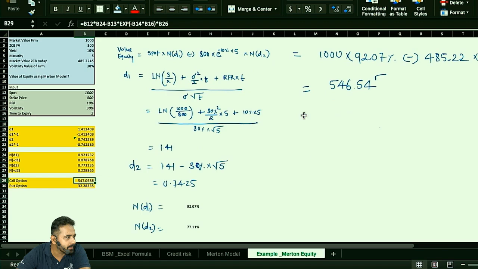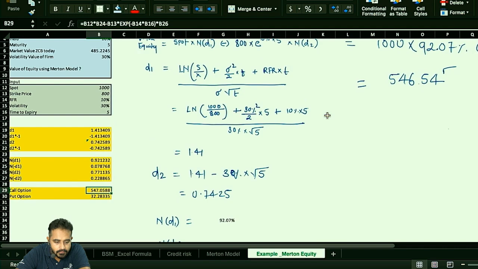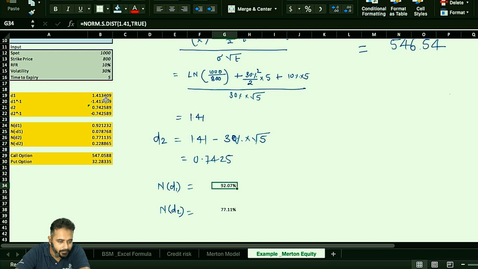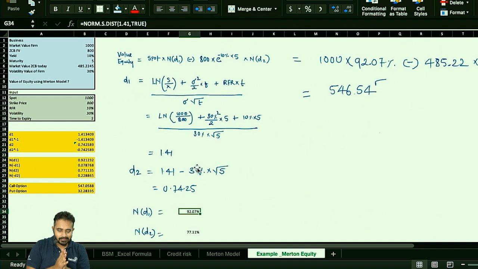Maybe we've messed up a few decimals here and there, but we are almost there. Where have we messed up with decimals? I think it's 92.12, we've done 92.07, right? Because of 1.4134, but we are almost there. So this is how you apply the Merton model for valuation of equity. All right, I hope you've understood this logic.